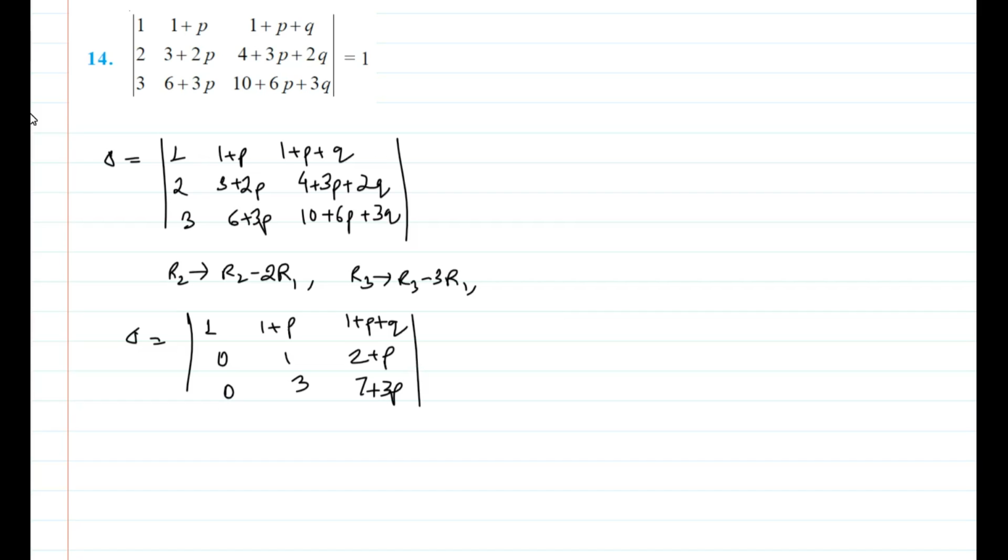For the sake of convenience, we'll be simplifying R3. So R3 goes to R3 minus 3R2 is the transformation we'll be applying on it, so that row 3 comes as 0, 0, 1. It's the simplest form of expression. So after that we'll be left with the determinant as shown.